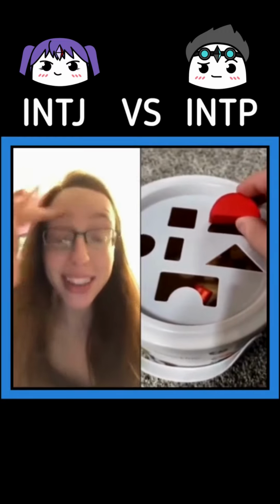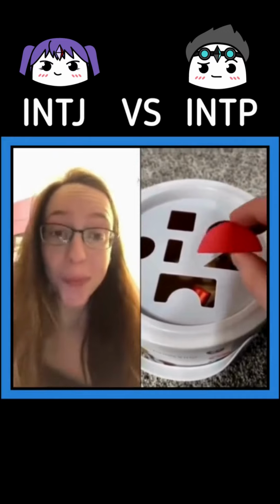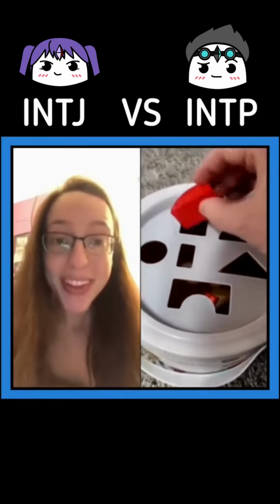Do you see a slot that would fit the semicircle? The semicircle. That's right. It's the square hole. Okay.